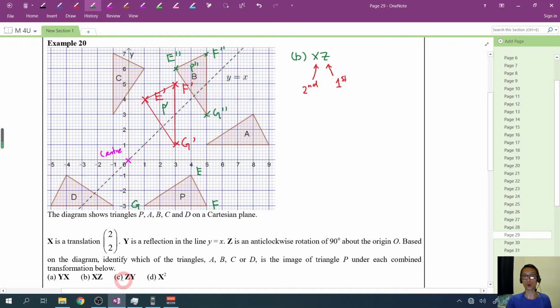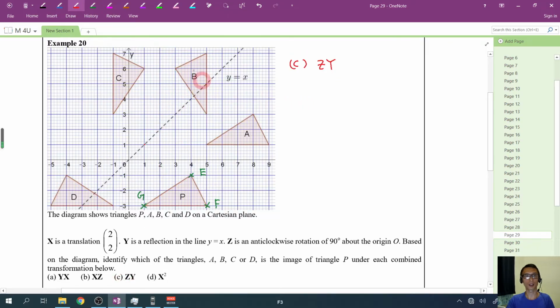Okay, now let's go to part C, ZY. Which one is the first one? First transformation, and this is the second transformation. Okay, remember, first one, second one. So the first transformation is Y. Y is refraction. I think you can try to pause this video first and try to draw the image, then compare with my image and see whether we get the same answer.